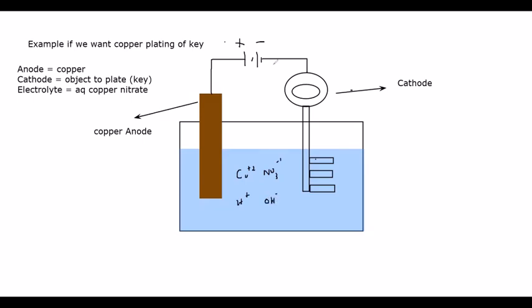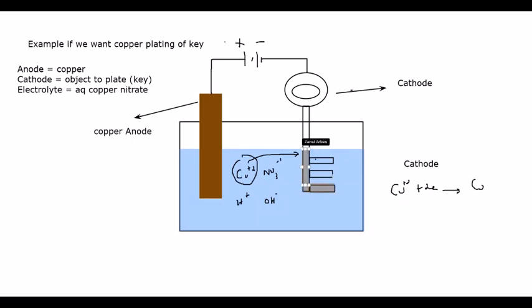Now what happens at the cathode? The less reactive ion will move. So which ion will move, copper or hydrogen? Which ion will discharge at the cathode? Copper. Copper ions are less reactive, so copper will discharge. So copper ions, when they take electrons from the cathode, will stick to the key. As the copper ions stick to the key, it will have a layer of copper on its surface.